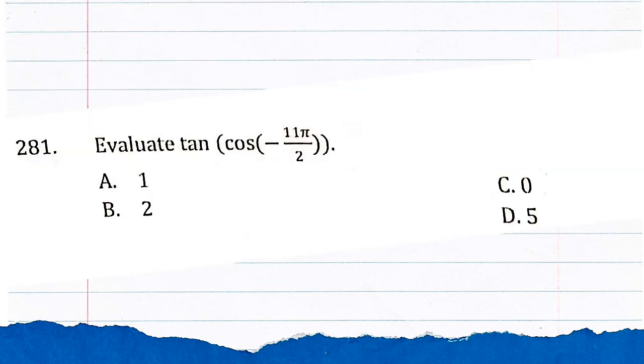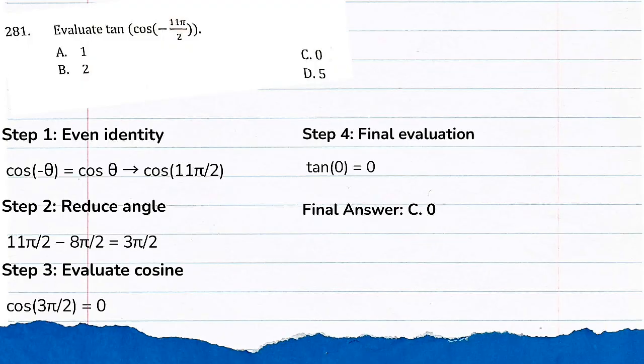For question 281, evaluate tan cosine negative 11 pi over 2. A, 1, B, 2, C, 0, D, 5. To solve, let's break it down. What is tan cosine negative 11 pi over 2? The first question, can we simplify the cosine input? Yes. Cosine is even, so cosine negative theta is equal to cosine theta. So now we have cosine 11 pi over 2.